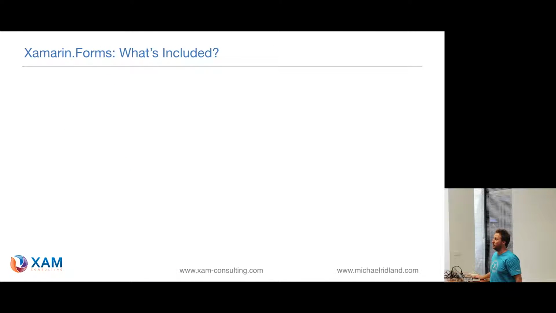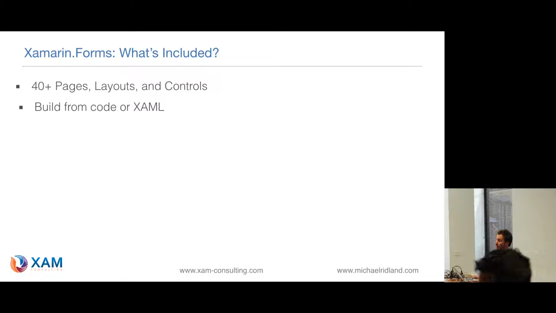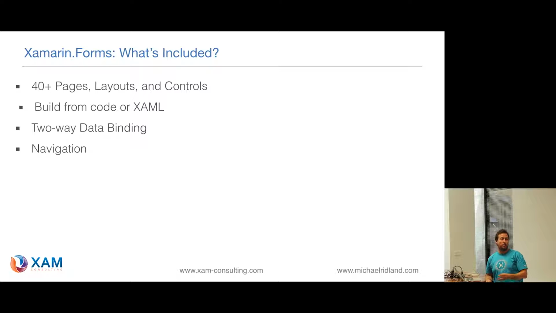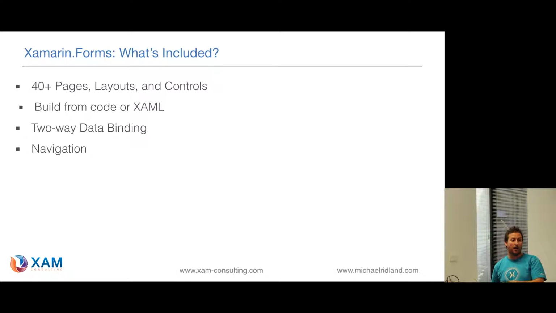So what comes in Xamarin Forms? There's 40 pages, layouts, and controls. You can build the UI in XAML or in code. There's two-way data binding, so that's sort of your MVVM style development. There's a navigation engine built in, so when you're pushing and moving between pages, you're still doing that in a common code base.